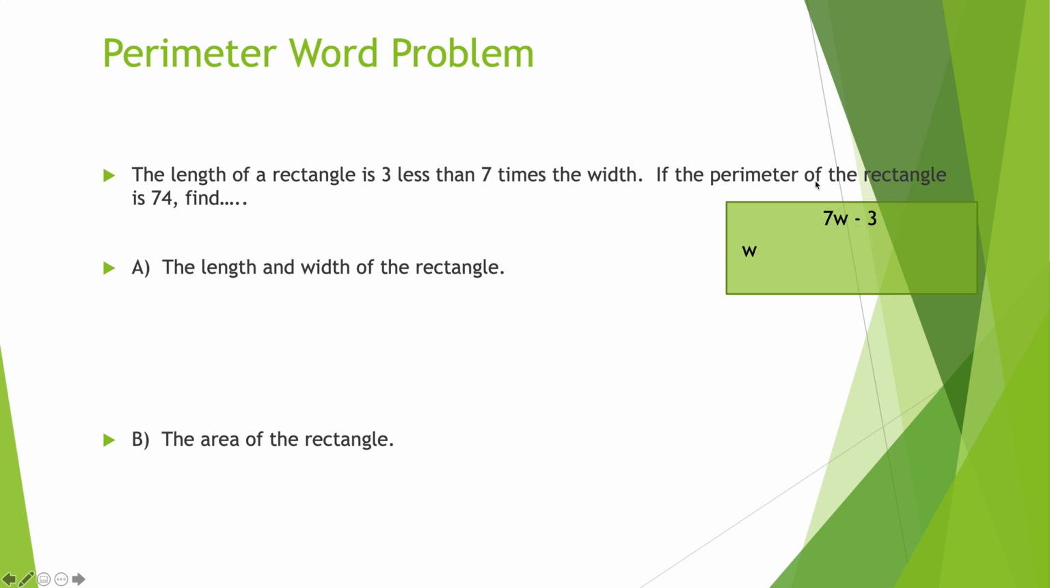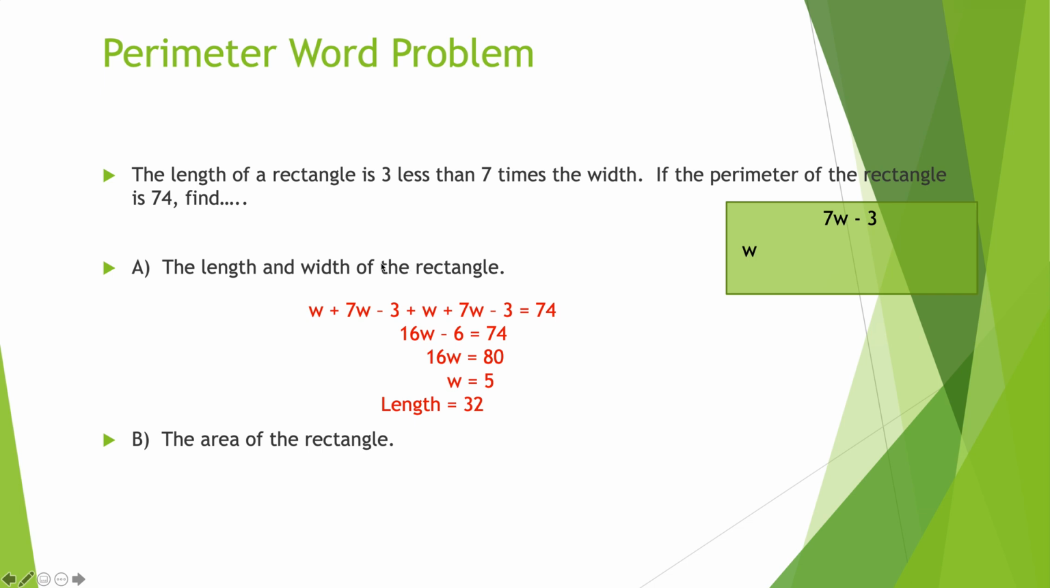And then it says the perimeter is 74. Now look, if the perimeter is 74, that means if you add up all of the sides, you get 74. In this diagram, I've only shown you two sides, but there's another W over here, and there's another 7W minus 3 on the bottom. That's that stuff about rectangles having opposite congruent sides. So here's my equation. The first side, W, plus the top side, 7W minus 3, plus this other W on the right, plus this other 7W minus 3 on the bottom. If I add up all four of those sides, I have to get the perimeter, which is 74.